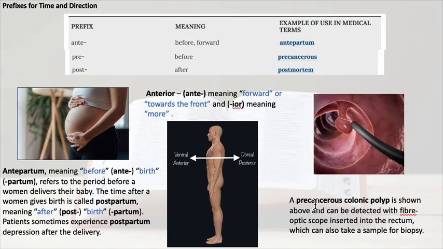So precancerous would imply before cancerous, or the condition of before cancer, really. So a precancerous colonic polyp is a polyp in the colon that is not yet cancerous. But these polyps are often removed because they may be a form of a polyp that is likely to become cancer if left untreated or if left present.